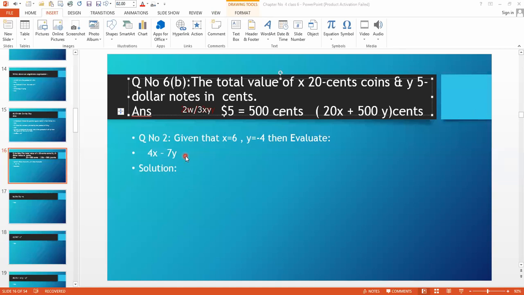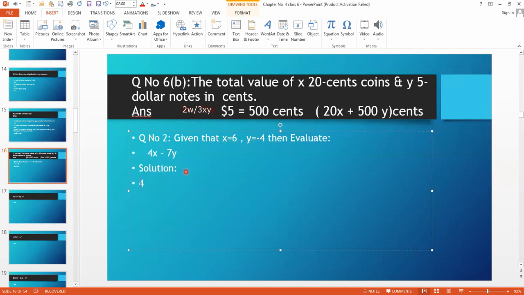Now we come to question number 2. It is related to, given that, here in question number 2, values are given. You have to evaluate according to the given algebraic expression. What is the expression that is given? 4x minus 7y. And here they told you that the value of x is equal to 6 and y is equal to minus 4. Okay. So we move towards this question.